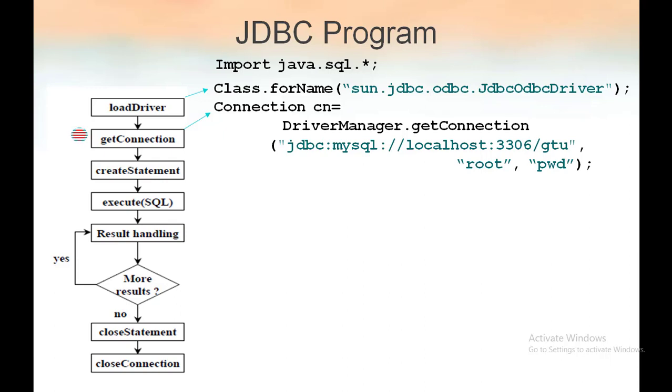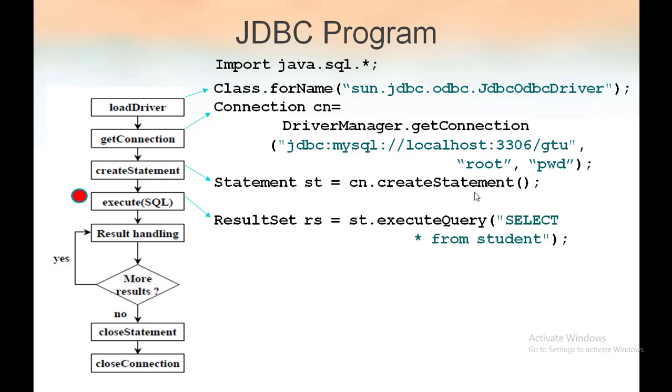Next step, create a statement. Create statement method is used to create a statement. Statement st is equal to connection object dot createStatement. Execute the statement. We have three methods for statement execution: execute, execute query and execute update. ResultSet rs is equal to statement object dot executeQuery.